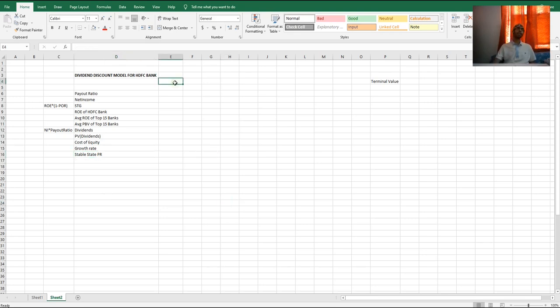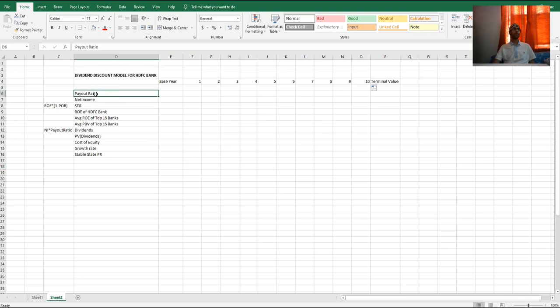Now how will we project them? We will have a base year, that is year 0. And then we will have the projection for 10 years, 1, 2, 3, up till 10 years. And then we will calculate the terminal value at year 10 with the help of the long-term growth rate and the net income of year 10. Okay. So this is how we'll proceed. Now let's start with the calculations first.